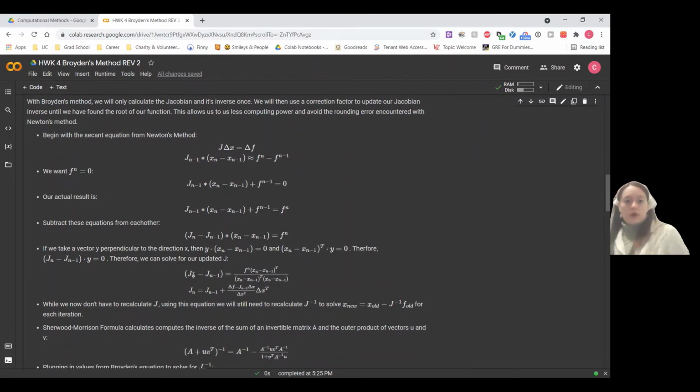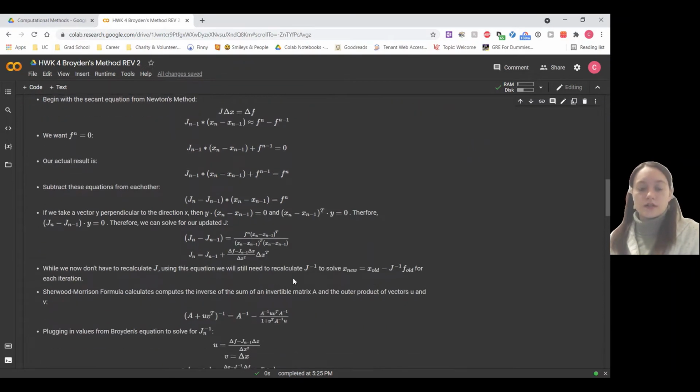So if we put these values into an equation, we can then say that our change in our Jacobian will be equal to our new f of n divided by our delta x. So essentially we're taking this equation and we're dividing by this delta x. So we're moving it over here so that we get delta J by itself. And then in order to get the matrices to line up correctly, we'll then multiply the top and bottom of this equation by the transpose of delta x.